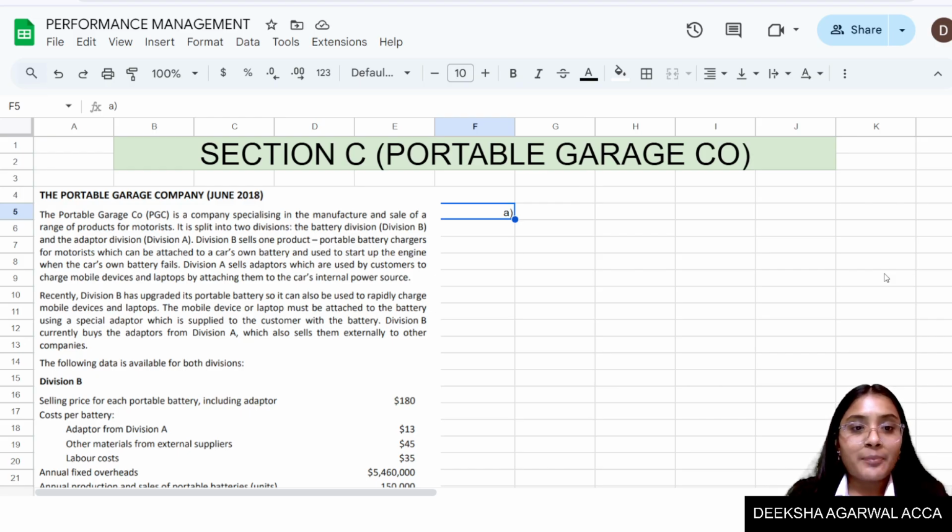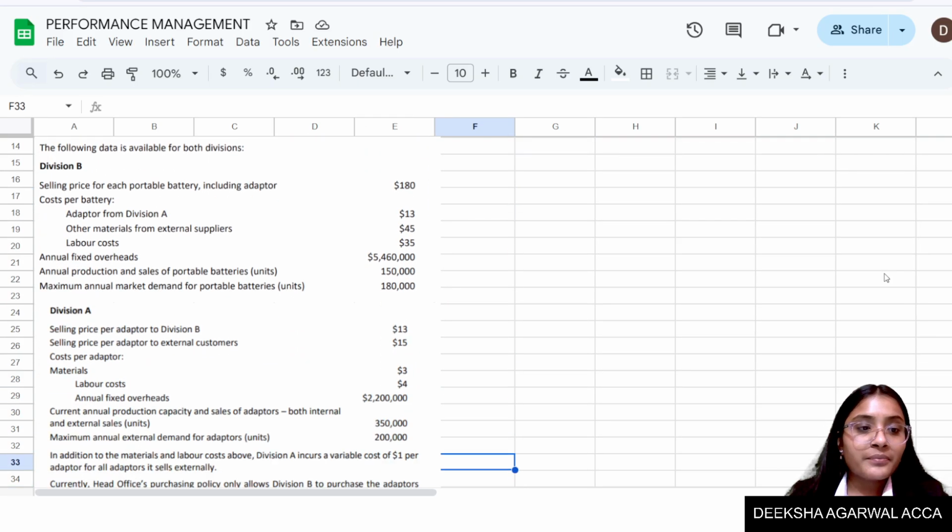Division A sells adapters which are used by consumers to charge mobile devices and laptops by attaching them to the car's internal power source. Recently, Division B has upgraded its portable battery so it can also be used to rapidly charge mobile devices and laptops. The mobile device or laptop must be attached to the battery using a special adapter which is supplied to the customer with the battery. Division B currently buys the adapter from Division A, which also sells them externally to other companies. Now, data is given for me.